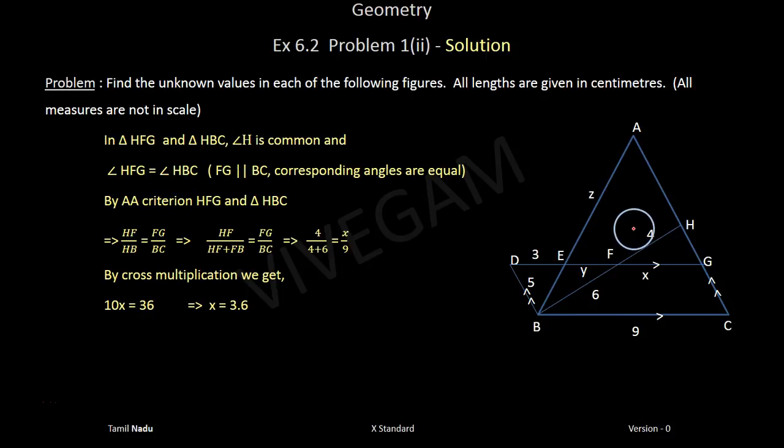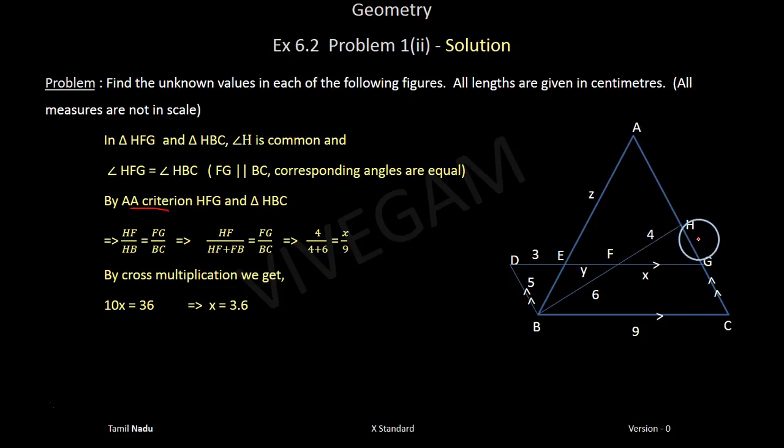Angle H is common between these two triangles. Then we have FG parallel to BC, which means this angle equals this angle. That is, angle HFG is equal to angle HBC. So this angle equals this angle, and this angle is common between these two triangles, which means triangles HFG and HBC are similar, right, by AAA criteria.